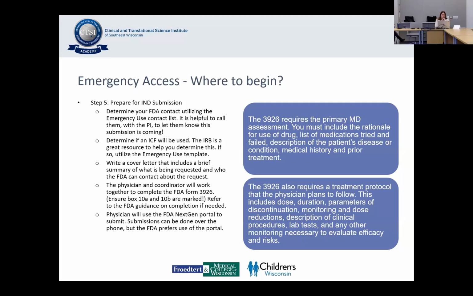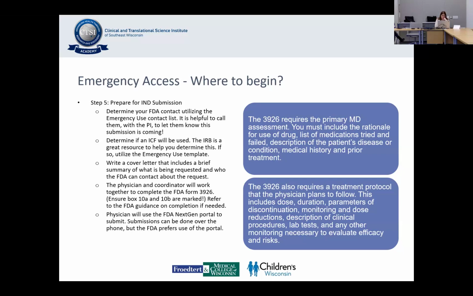And then the physician and coordinator, it really helps to work together to complete the 3926. This is the official FDA form where you're explaining what you're asking for, essentially, in this submission. And so it really helps to work together, make sure you're compiling all the information, that's all complete. The 3926 is where, as a coordinator, you're going to get a lot of your information from for your IRB submission later on, that kind of stuff. So just making sure that it's done well and very thoroughly, making sure your 10A and 10B boxes are marked. And then the FDA does have guidance on completing this as well, which is linked in their form.